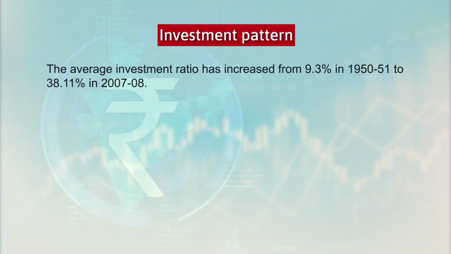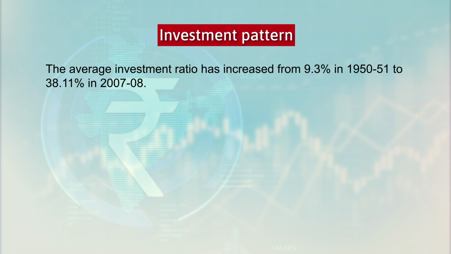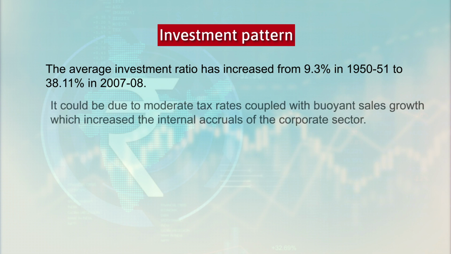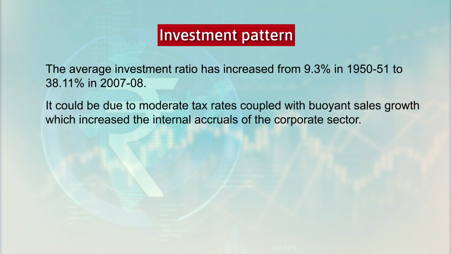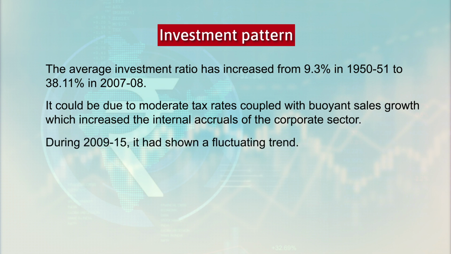Now, let us look at the investment pattern. The average investment ratio in the Indian economy had increased from 9.3% in 1950-51 to around 38.11% in 2007-2008. The reason can be manifold. It could be due to the moderate tax rate coupled with buoyant sales growth, which increased the internal accruals of the corporate sector. And during 2009 to 2015, we also see a fluctuating trend in the context of investment.